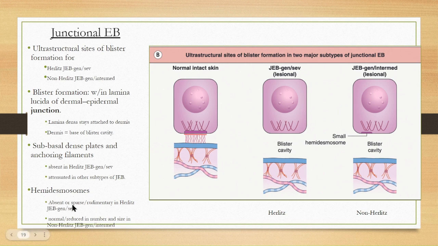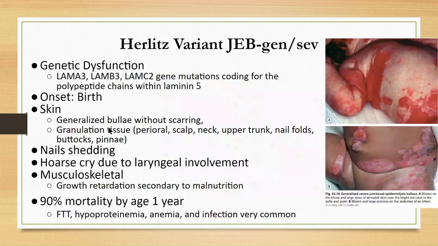Hemidesmosomes can be absent or sparse in the severe form, normal or reduced in the intermediate form, if you're asked about electron microscopy in some way. Now, going into the severe subtype, genetic dysfunction here, the genes that are often involved include LAMA3, LAMB3, LAMC3, or LAMC2 gene mutations, and these encode for polypeptide chains within laminin 5.